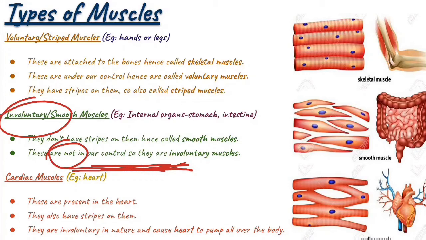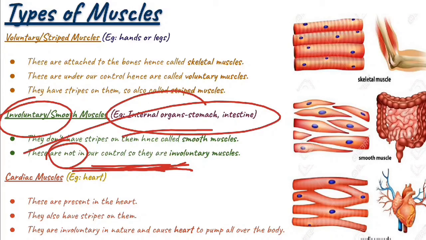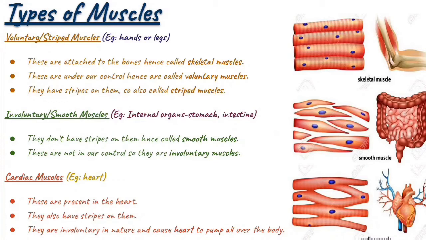For example, I have written here internal organs like the stomach and intestine. Even if we are not having any desire, the muscles do their functions on their own without any control of ours. Okay, next, they don't have strips on them, hence they are called smooth muscles.